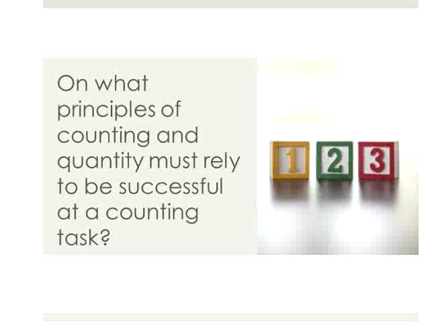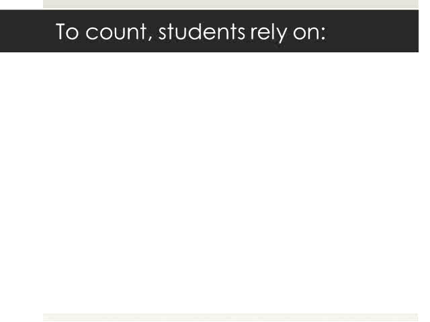I can't even remember how many there are at this point. I guess I didn't count them. And then on this whiteboard, just to count. If I am challenging a student to count to five, or I put five objects in front of a student and ask them to count, which of the principles does the student have to rely on to be successful on that task?